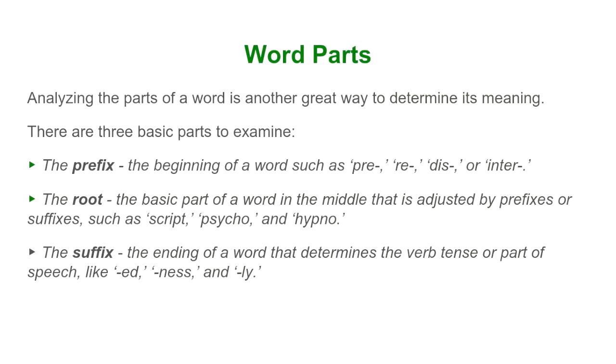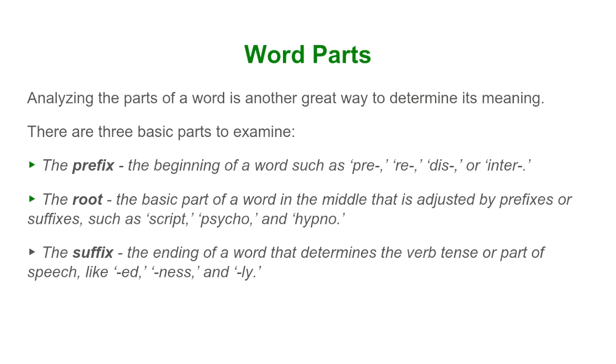Now, the three basic parts to look at: the prefix, which comes at the beginning of the word, like pre or re or dis or inter. For example, if something is predetermined, it's determined before. We know that pre means before. If a law is reinterpreted, we know that re means again. So it was interpreted again to mean something different than it used to be.